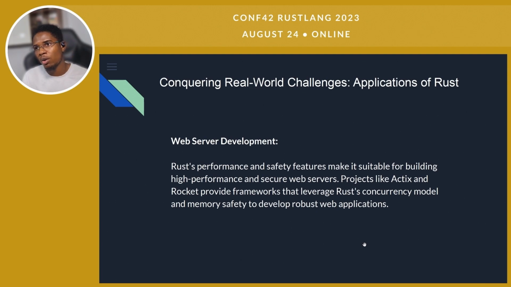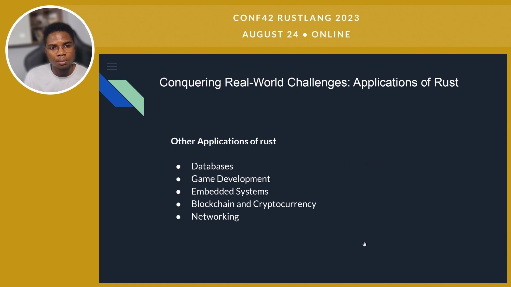And we have server developers. Because of the advantages that Rust brings to the table, we can also use it on servers. And we already have projects like Actix and Rocket that provide frameworks that leverage Rust's concurrency model and memory safety to develop robust web applications. Then we have other applications of Rust, something like databases, game development, embedded systems, blockchain, and cryptocurrency.